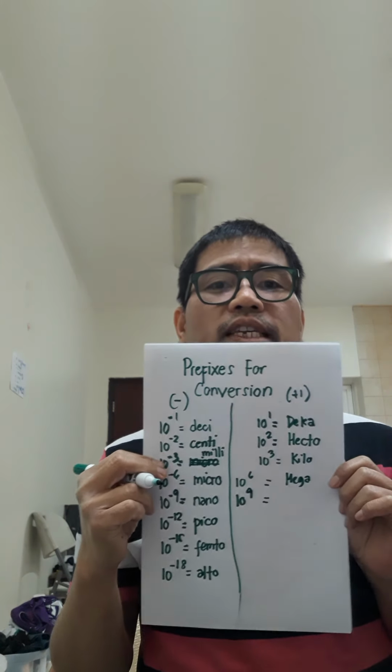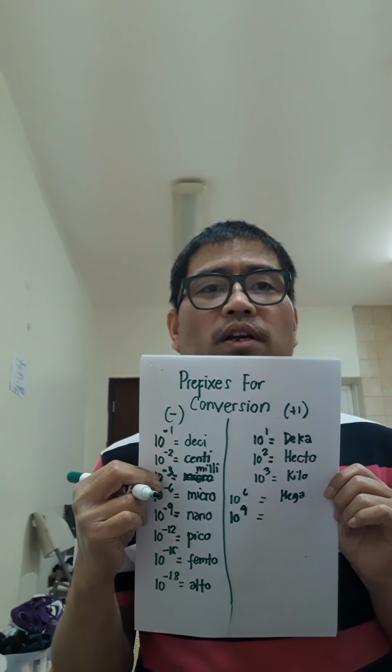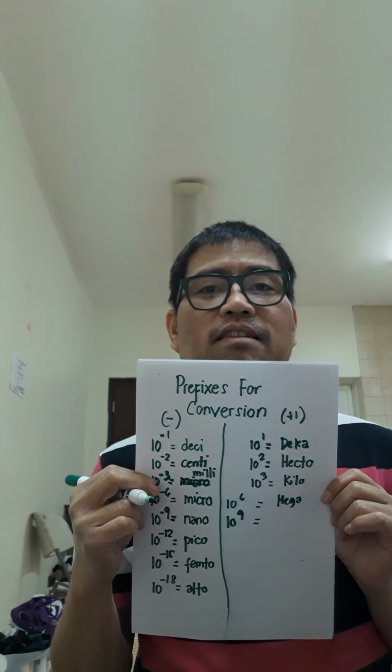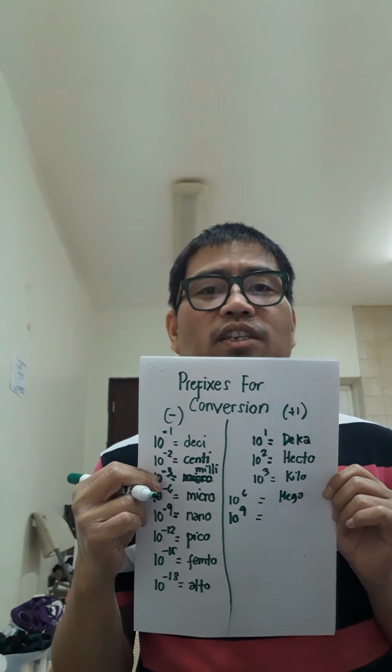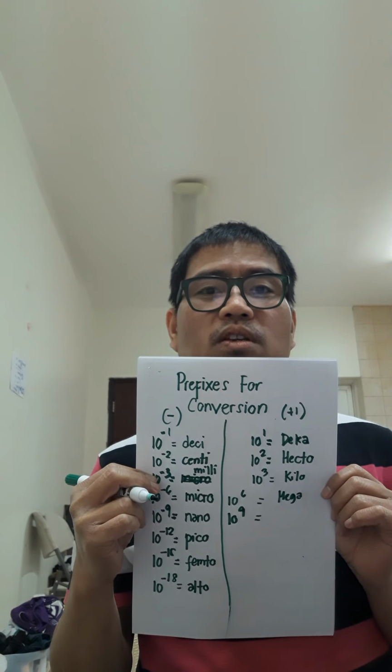10 to the 9 is giga. That's what we have for the storage of our flash drive, or the storage in a laptop or computer. We have gigabyte. That means 10 to the 9, meaning 9 zeros. Giga.